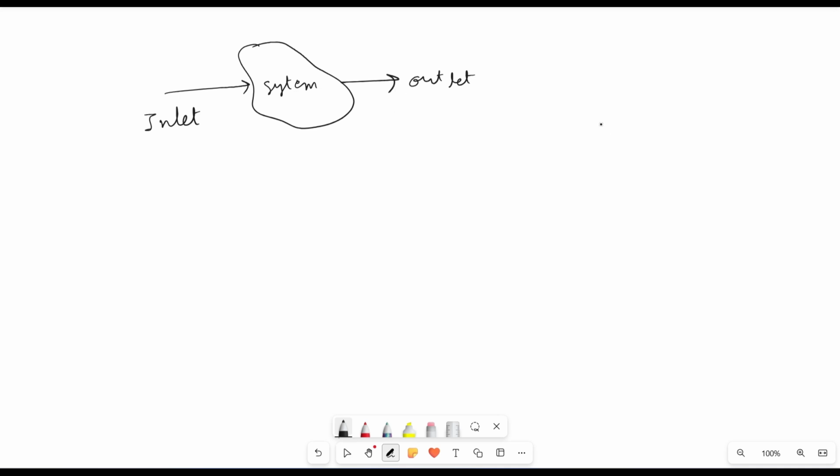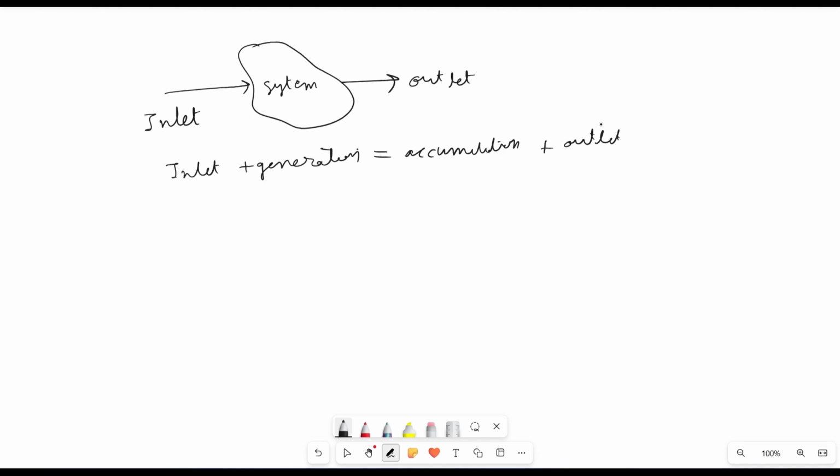Now to do a basic balance of anything, it will be inlet plus generation equals accumulation plus outlet. Now this is the basic balance of any quantity which we will be balancing. This may be mass balance, material balance, momentum balance, energy balance, any balance.